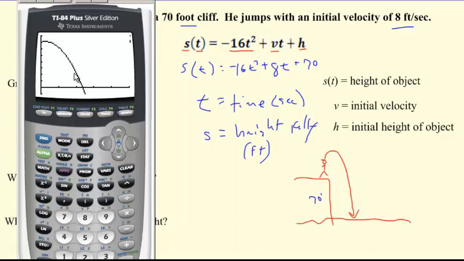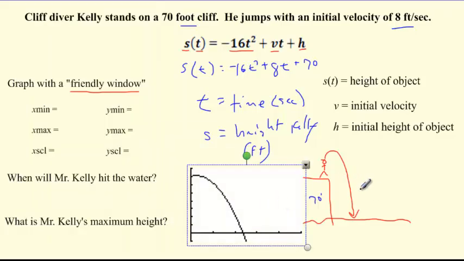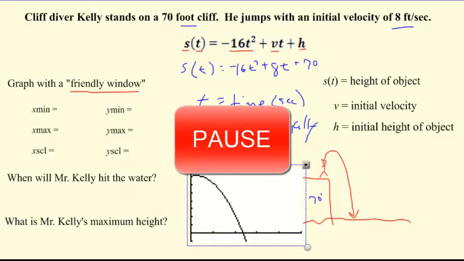So you can see he jumps up, comes down. This is a nice, friendly graph. Looks just like this one over here. Can you find real quick, use that picture to find when Mr. Kelly hits the water, and what is his maximum height? Good luck on that. All right, here we go.